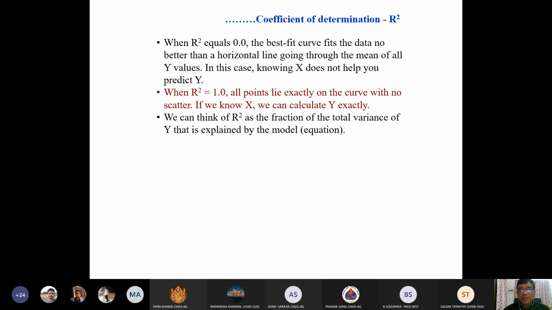So we can think of R square as the fraction of the total variance of y that is explained by the model. So this is also a definition of R square. R square is the fraction of the total variance of y that is explained by the model, or by the equation that you have estimated.